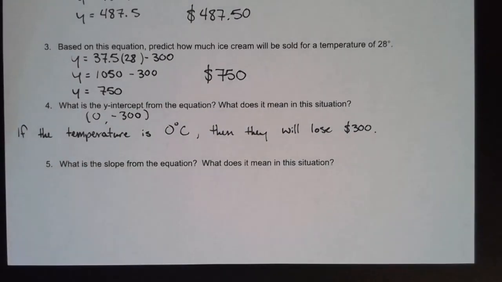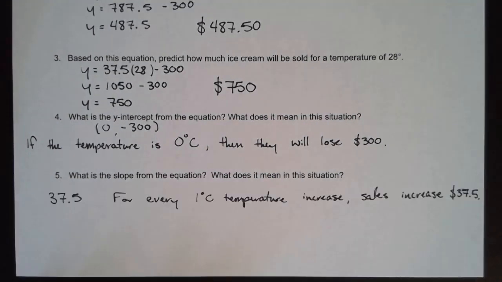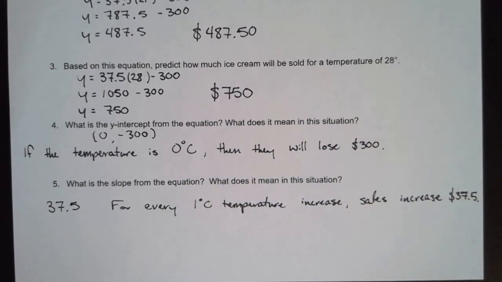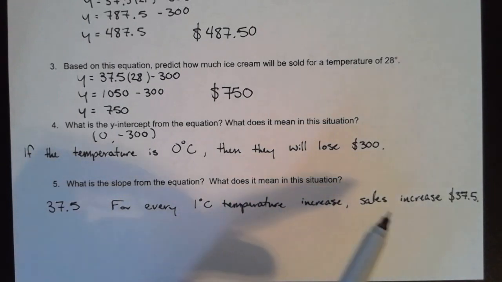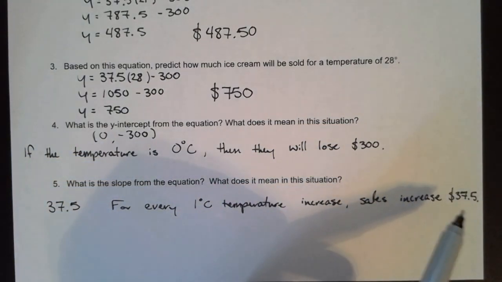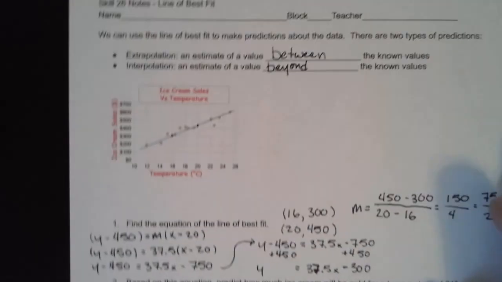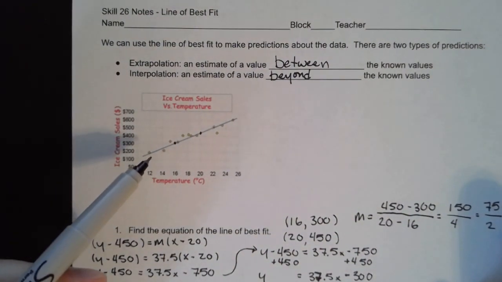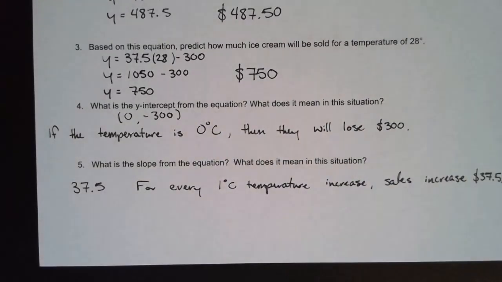Next part, what is the slope from the equation? What does it mean in this situation? The slope is the m value we found before. That's the 37.5 we found up here. And what does that mean in this situation? For every 1 degree Celsius temperature increase, sales increase by $37.5. So if we go up here, every time this goes up 1 degree to the right, the increase in the sales is 37.5. That is the slope.